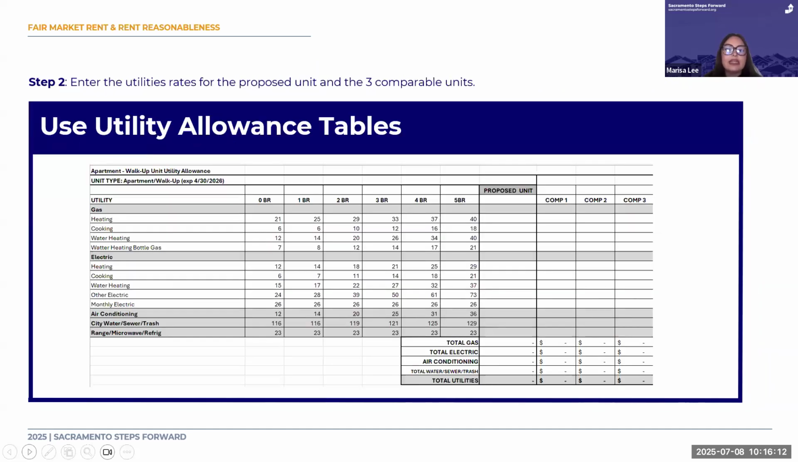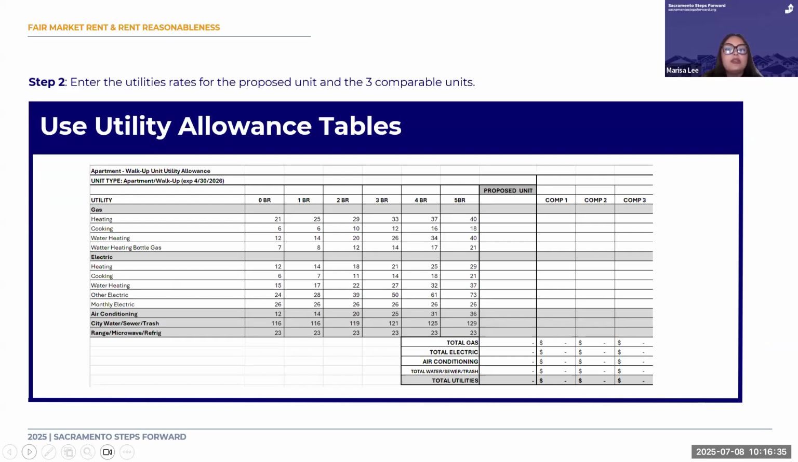Next is calculating utilities. You'll enter the expected utility costs for the proposed unit and each of the 3 comps. These amounts should reflect only what the tenant is expected to pay, not what's covered by the landlord. If the exact amounts aren't available, you can check Zillow for similar listings or ask the landlord directly.